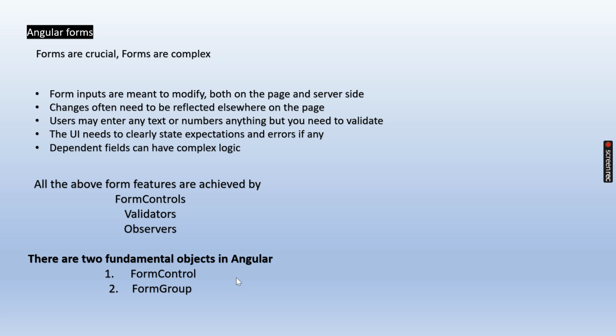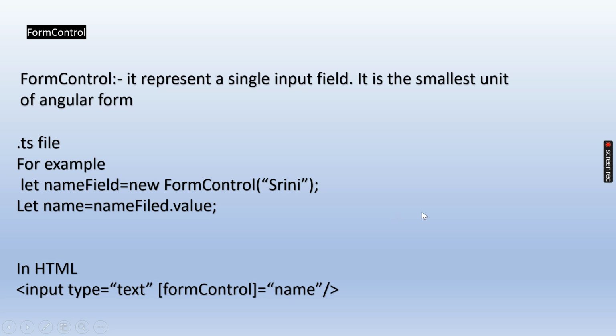All those features, Angular forms will be able to handle with form controls, validators, and observers. There are two fundamental objects in Angular. One is form control, another one is form group. So let us see about the form control. Form control represents a single input field. It is the smallest unit of an Angular form.